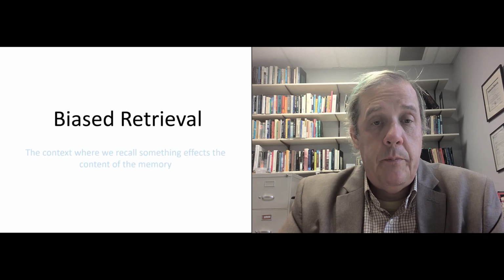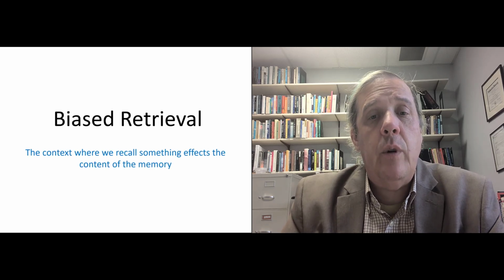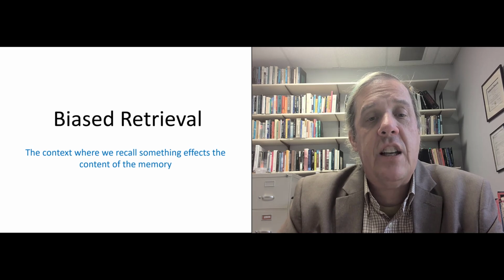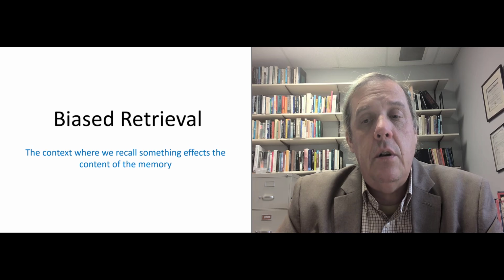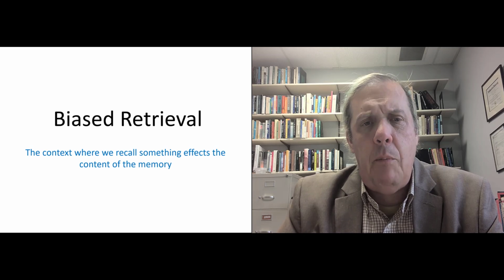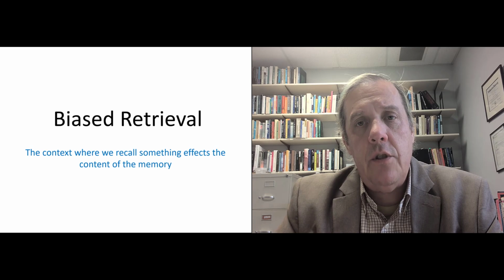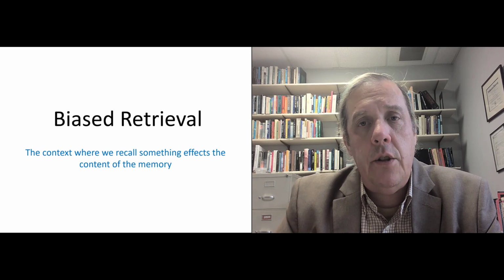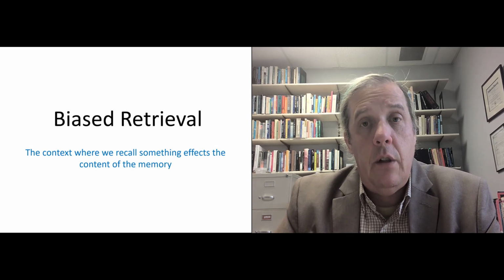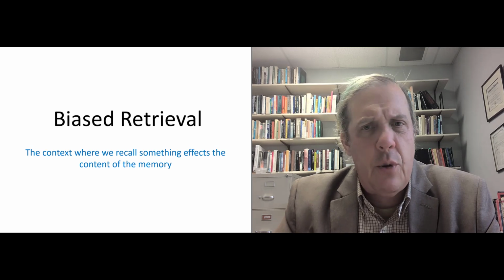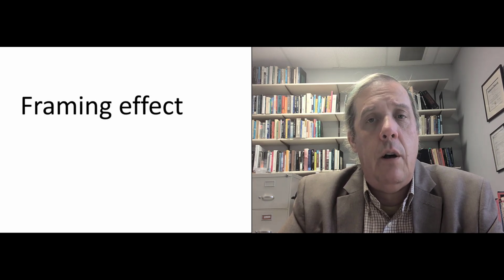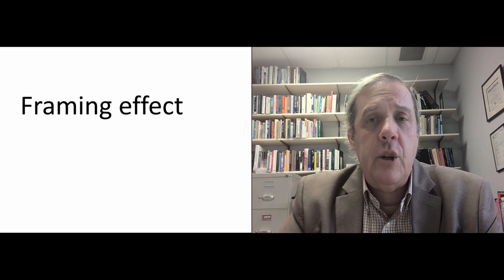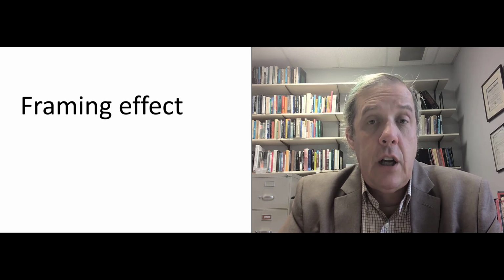Biased retrieval. The context that we recall something in affects the content of the memory. So it's not just what was going on when you put down the memory trace. It's also what you are doing when you retrieve the memory that affects what it is you think you remember, right? And a lot of this comes from what we call a framing effect. And actually, we've talked about the framing effect in other contexts.